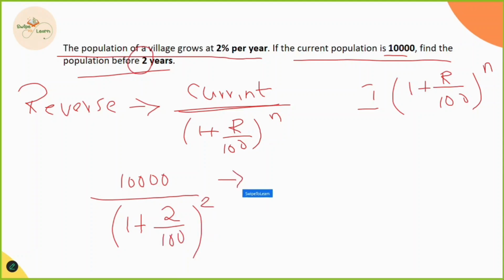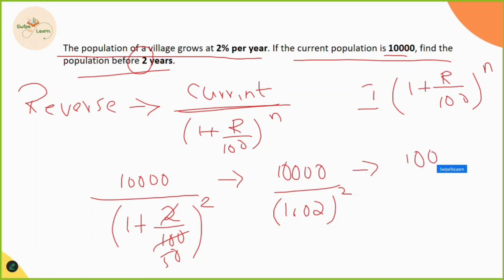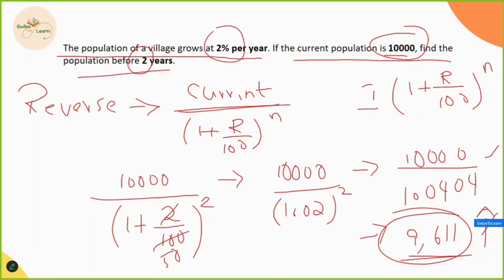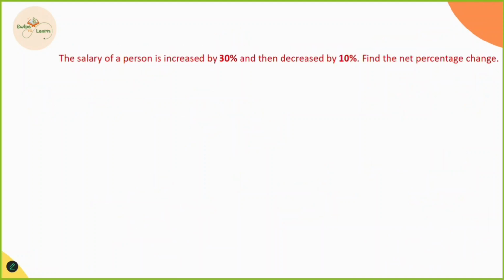So 2 ones are 2, 2 fives are 10, so 1 divided by 50 becomes 0.02. So the final answer will be 1.02 whole square. That means 10,000 divided by 1.0404. You can use either fractions or calculate directly with numbers. I'm using the fractions here. So the total value becomes 9,611. So before 2 years, the population was 9,611. As there is a 2% increase each year, the current population became 10,000, but before 2 years, it was 9,611.